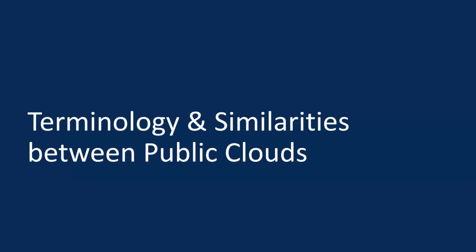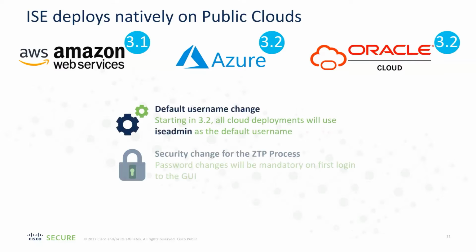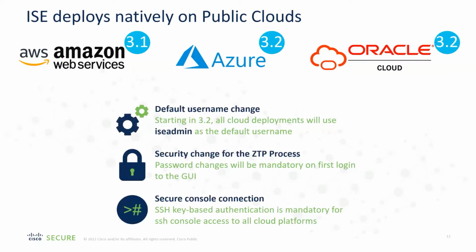First, I want to let you know that these are the 3 public clouds that we support, and Amazon with their AWS was the first public cloud we supported as a native install, and we did that with ICE 3.1. Azure and Oracle Cloud Infrastructure were introduced in 3.2. And with 3.2, we have changed the default username for all of our cloud platforms. So instead of the default username being admin, we are using ICE admin as the default username.